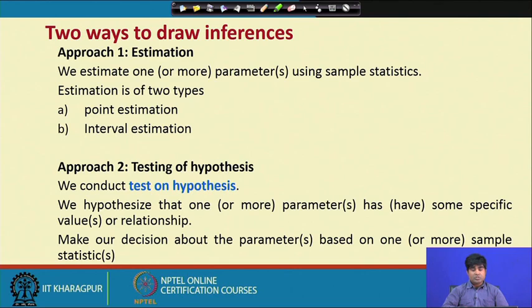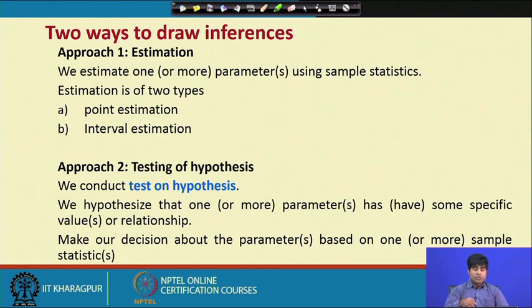We also looked at the test statistic for interval estimation and the test statistic for point estimation. And in the second approach, we have to follow the testing of hypothesis, which is actually connected with the first approach, that is, estimation.